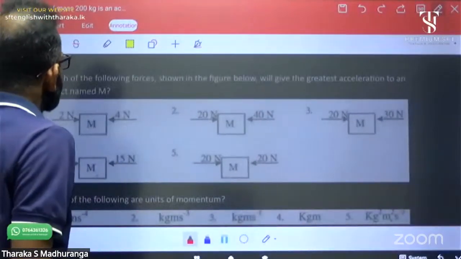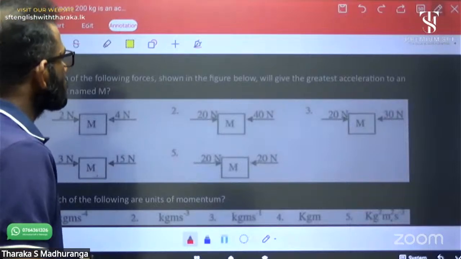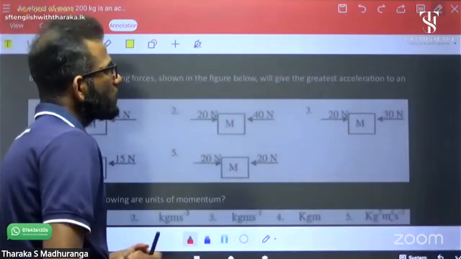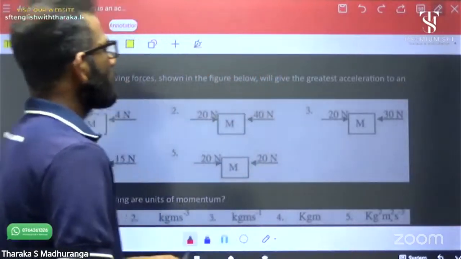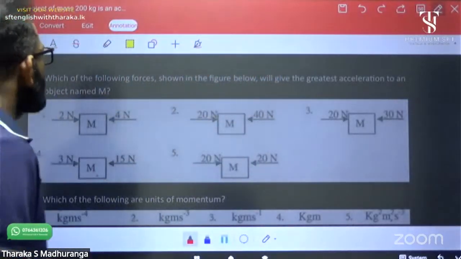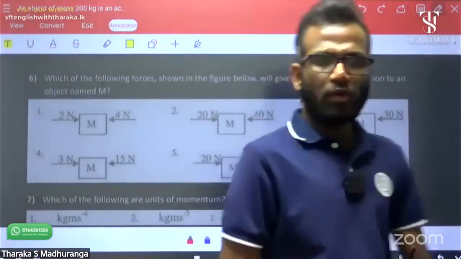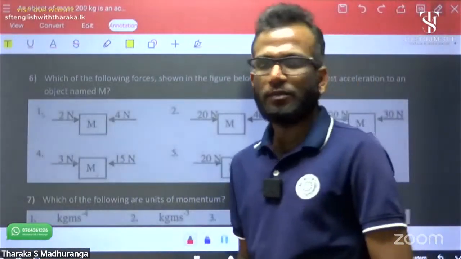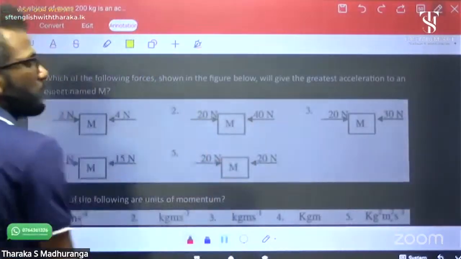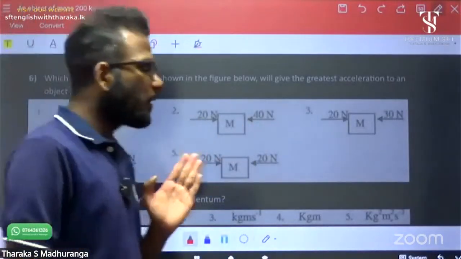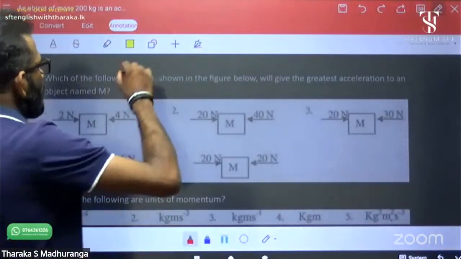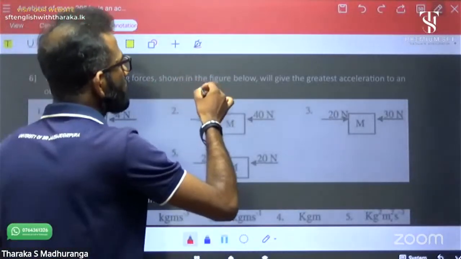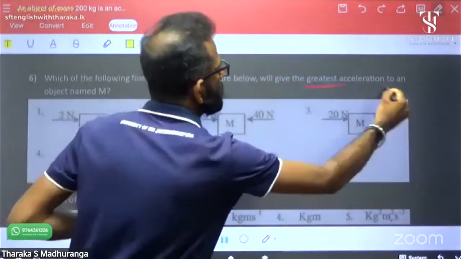Question number 6. Which of the following forces shown in the figure below will give the greatest acceleration to an object named M? All objects have the same mass, that's why M. Same mass. I want to select the force system with the greatest acceleration.